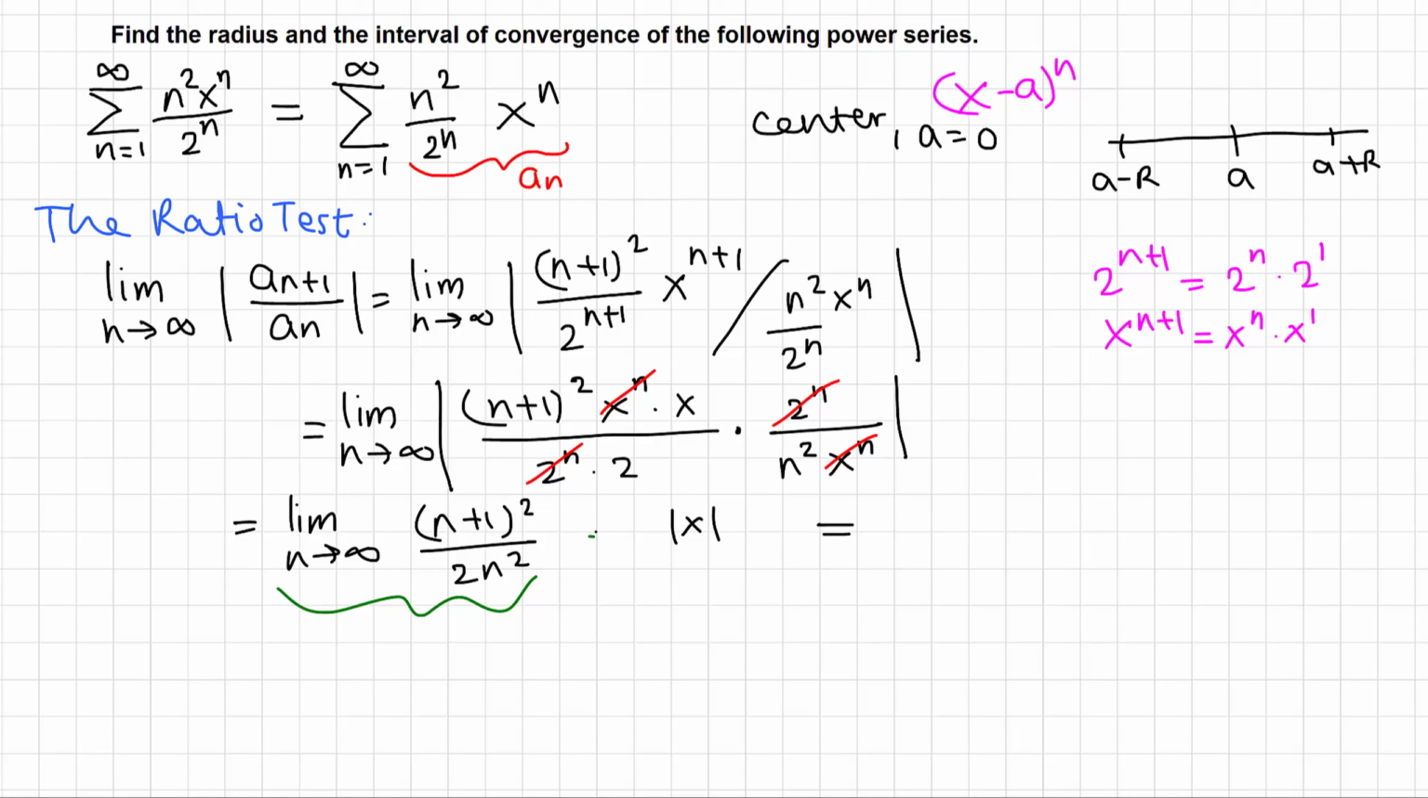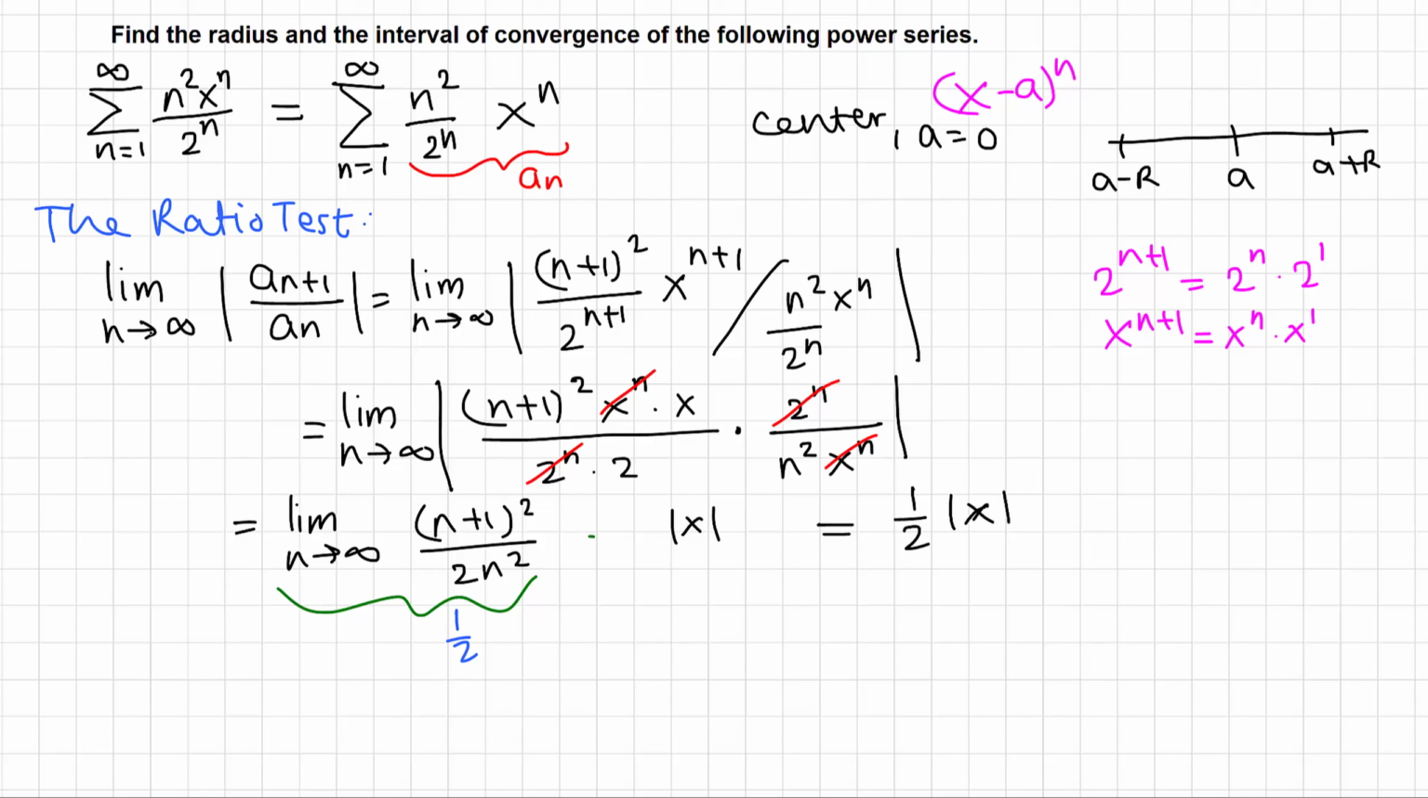If we expand the top, it's n squared plus 2n plus 1, but we only need the leading terms, because n goes to infinity. So this is n squared on the top and 2n squared on the bottom, which gives 1/2. So this limit is in fact 1/2, and the whole thing is 1/2 times the absolute value of x.